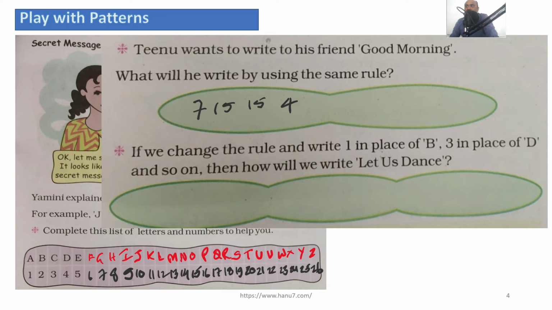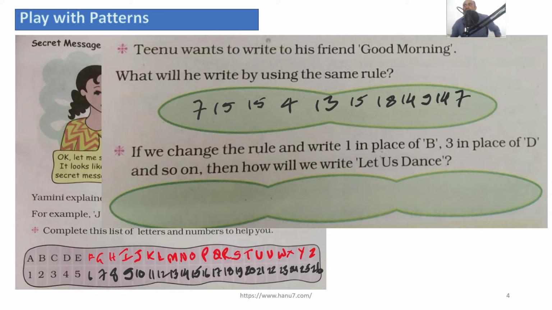7 15 15 4. Morning, capital M, 13. Then O, 15, R, 18. So let me write 13 15 18, then next 14, like that. You have to look at the table and complete the secret message.